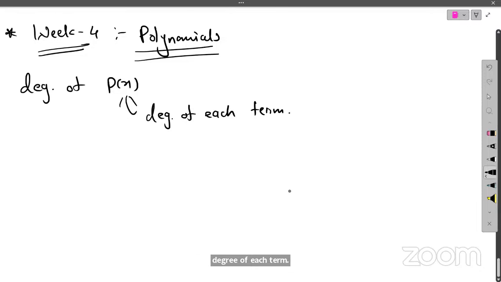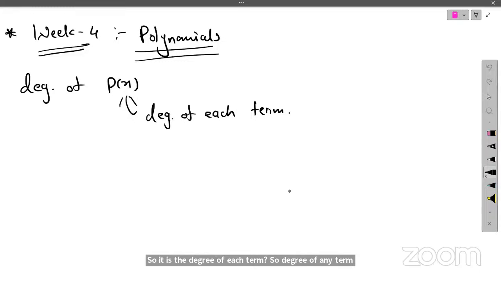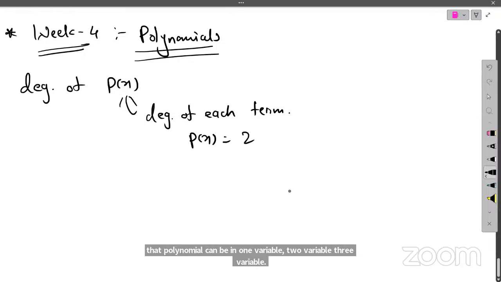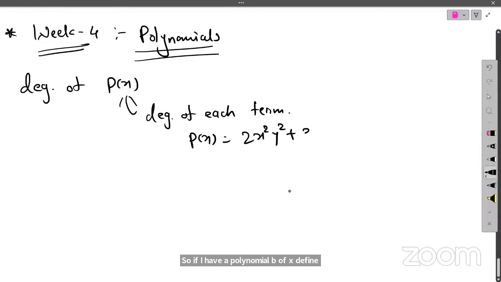So the degree of any term is nothing but the sum of all powers of variables present in that particular term. For example, if I have a polynomial in 2 variables, now we know that a polynomial can be in 1 variable, 2 variables, 3 variables. So if I have a polynomial p of x defined something like this, 2x square y square plus 3x cube y to the power 5 plus 4y to the power 7.